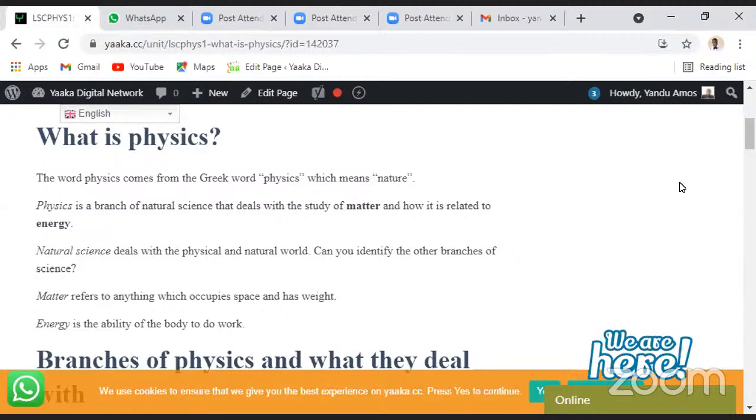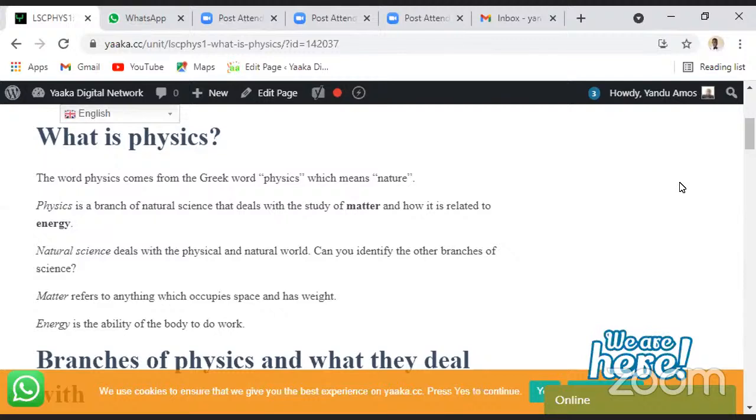Can you identify the other branches of science? Matter refers to anything which occupies space and has weight. Energy is the ability of the body to do work. So that is exactly what you have there.